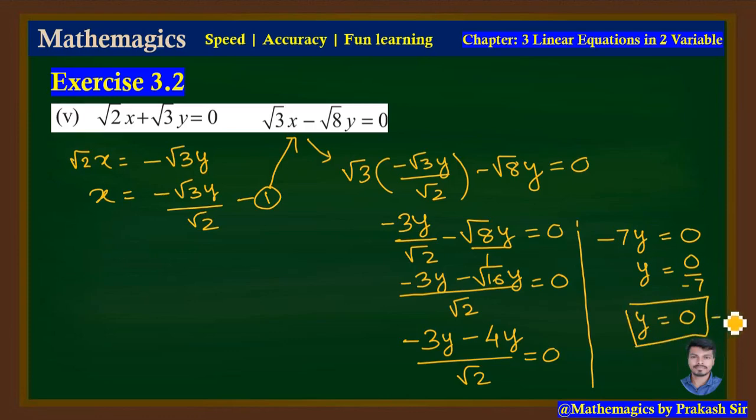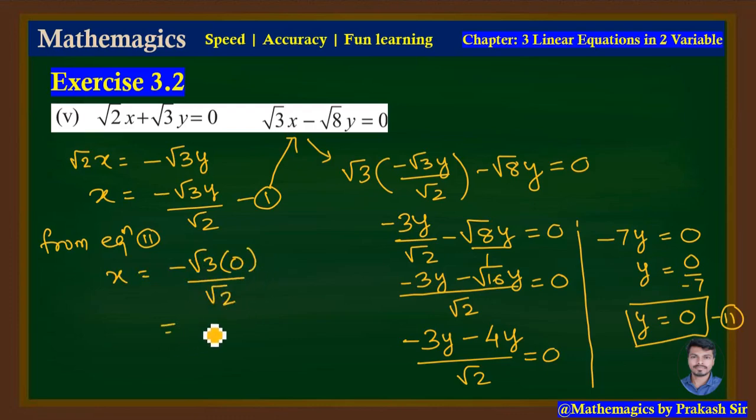This is the second equation, and this value I'm just going to put in the first equation. From the second equation we obtain that x is equal to minus root 3 into y, which is 0, whole divided by root 2, that is equal to 0, because anything multiplied by 0 is equal to 0. So finally we got the value of x, that is also equal to 0. So we got the final solution that x is equal to 0 and y is also equal to 0. I hope you have understood the concept. Now we are moving forward to the next question.